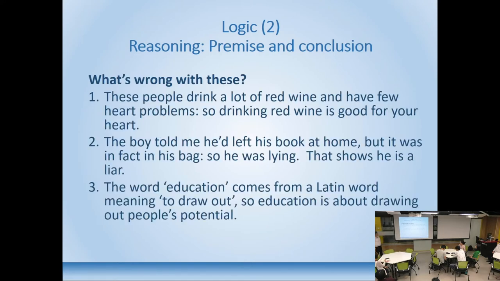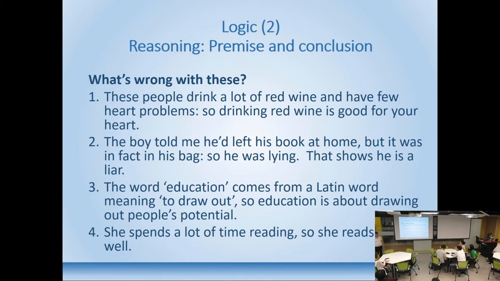Premise and conclusion, what's wrong with these? Yeah, exactly. Because the two things go together doesn't mean to say that one thing causes the other. I hope it's true. The etymology fallacy, that because a word originally meant something, therefore that's what it means today. It's not true. We'll come back to this in a moment, but this one comes up in a lot of research. Correlation does not mean causality. It's the same with number one, actually.